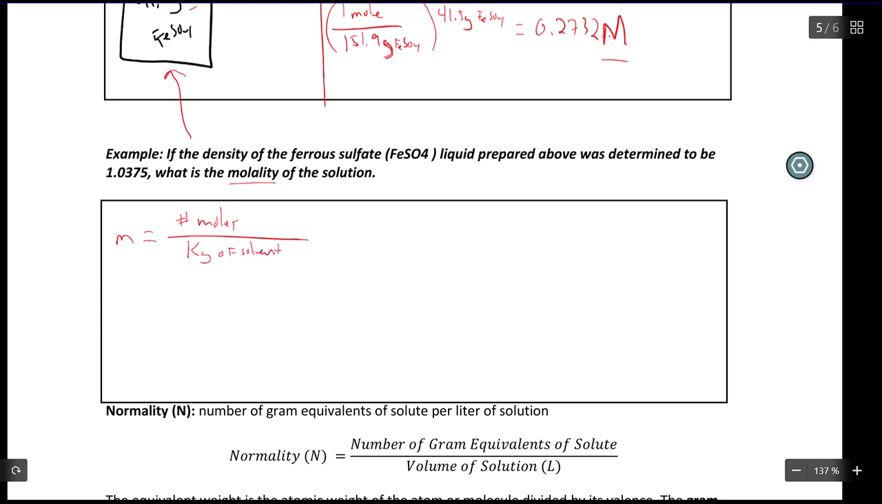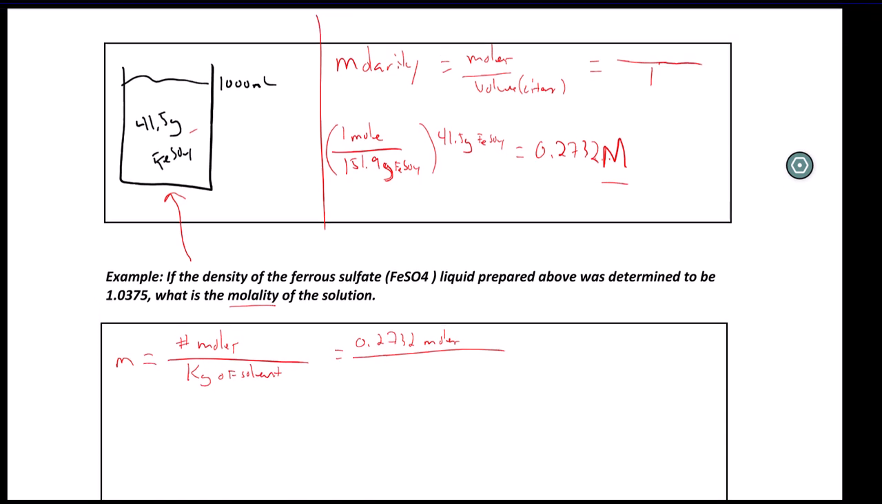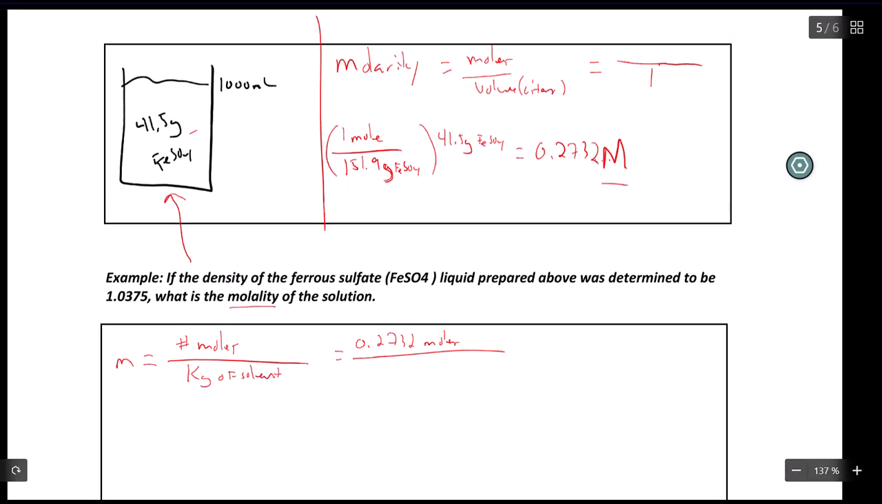Now, how many moles of ferrous sulfate is in this above example? We know how many moles it is. It was that 0.2732. This is number of moles. What I don't know is how many kilograms of solvent is in here. How much weight of solvent did I put in here, and how would I get that?